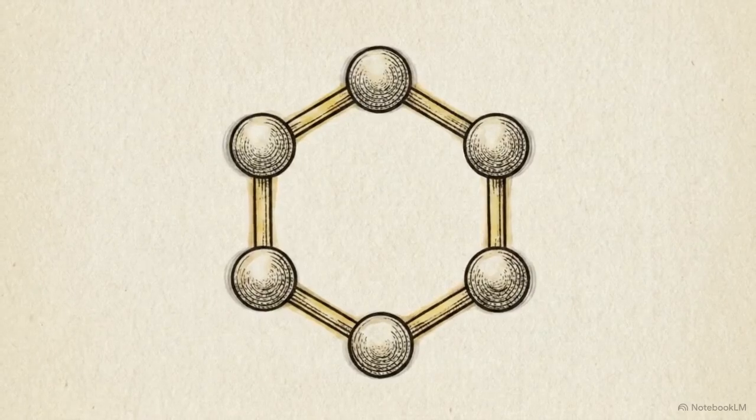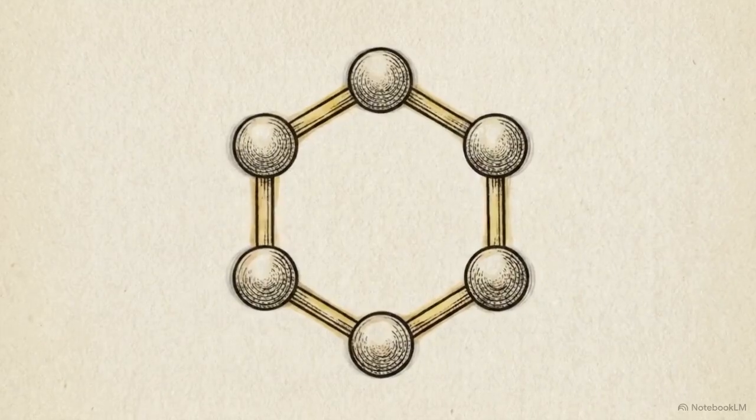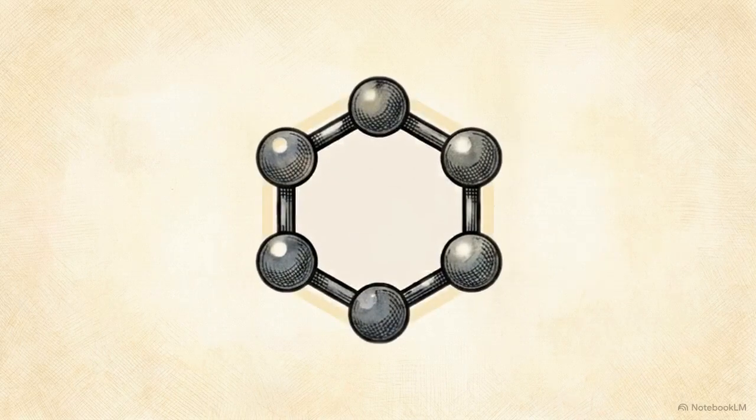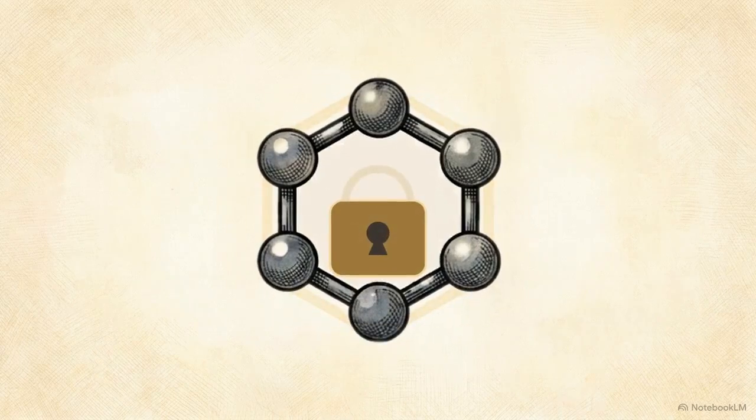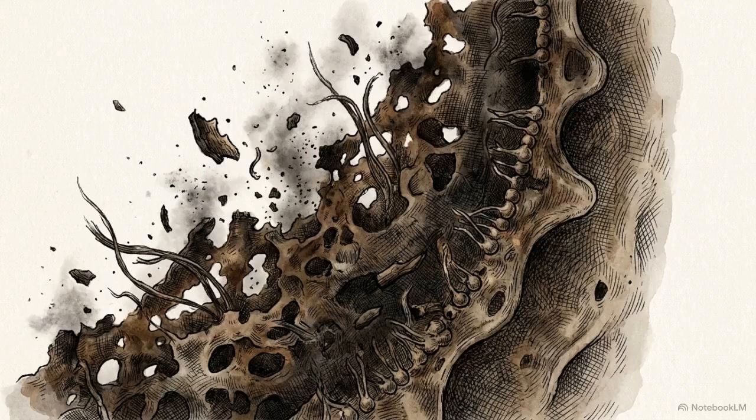A single molecule of glucose holds an immense amount of potential chemical energy, but it doesn't give that energy up easily. Its covalent bonds are extremely stable, locking that power away inside a rigid 6-carbon ring. Breaking every bond in that molecule at once would release nearly 700 kilocalories per mole, an amount of heat that would be unmanageable for a microscopic cell.